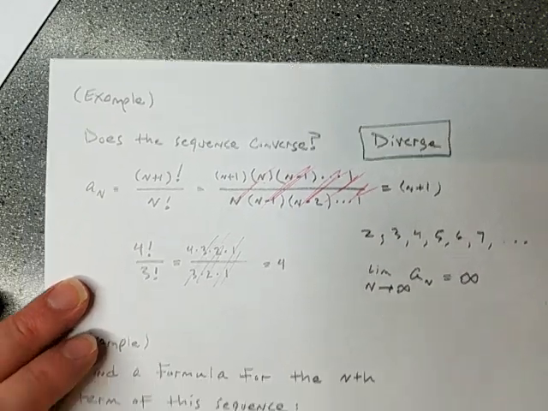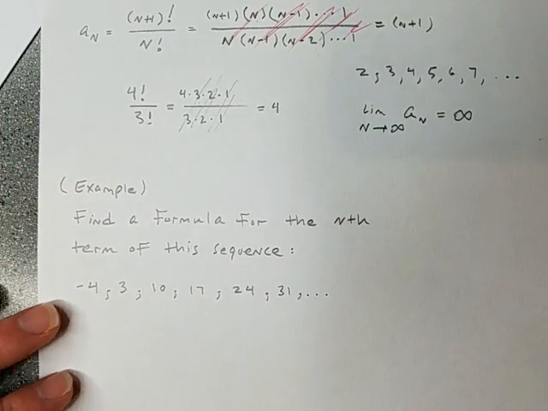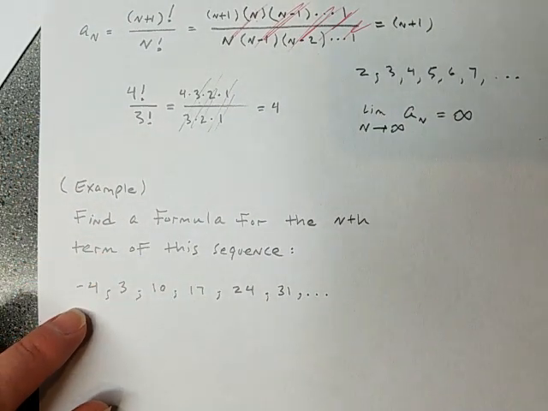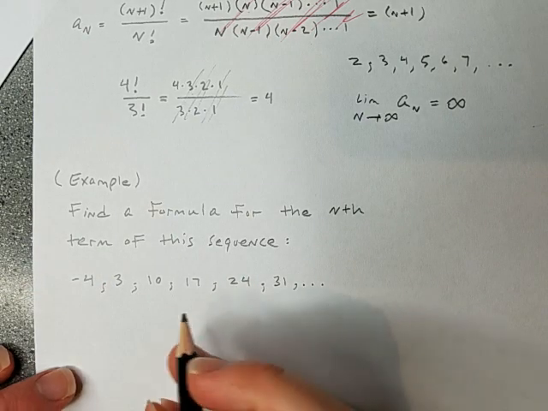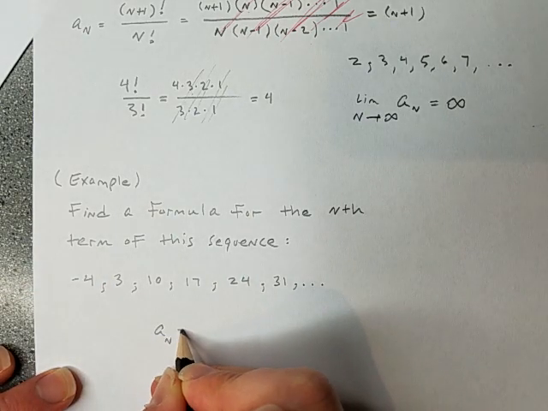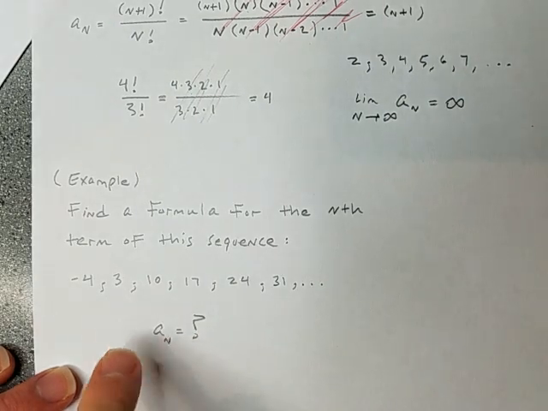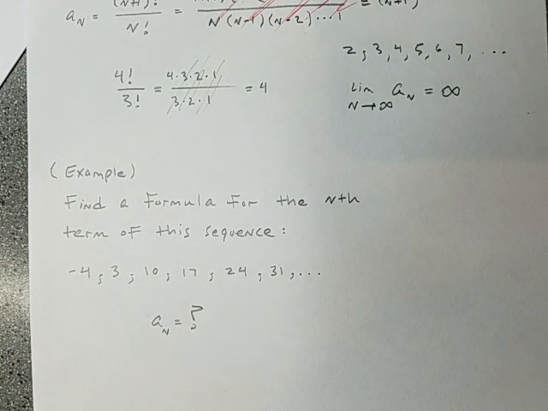Okay? All right, so let's look at something different. Find a formula for the nth term of this sequence. So here I have the list. I don't have the formula. So I'm thinking like a_n equals what? What formula produces that list of numbers?